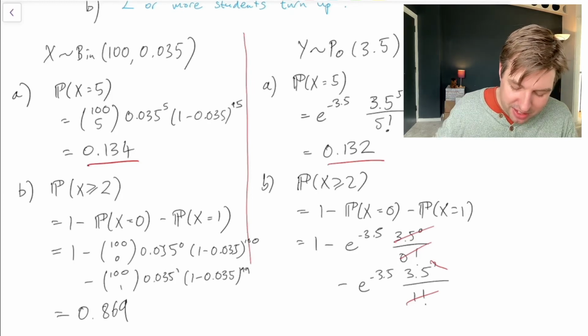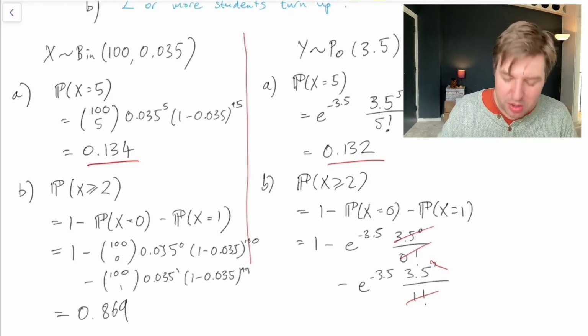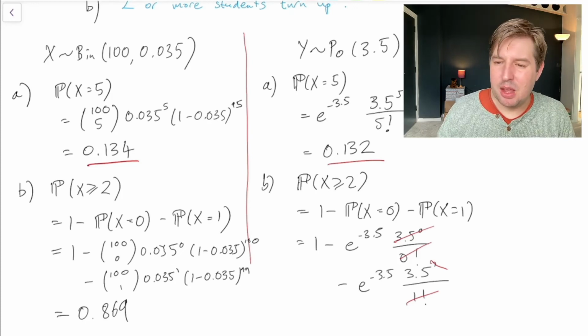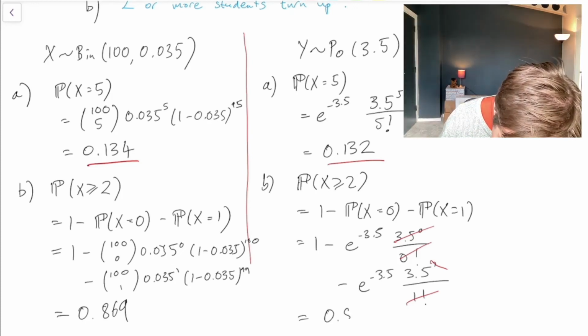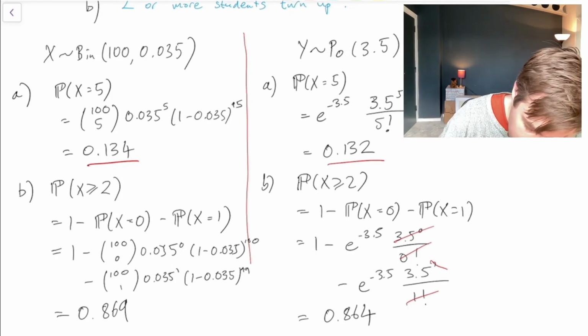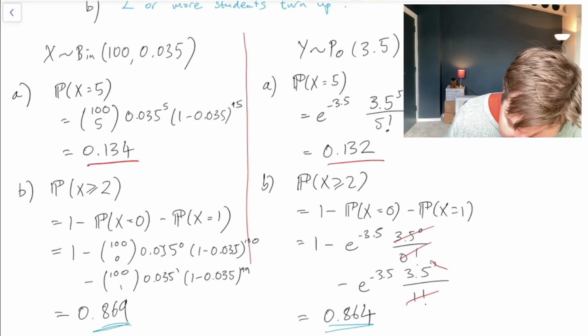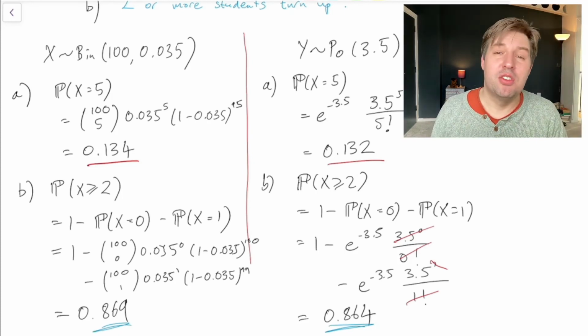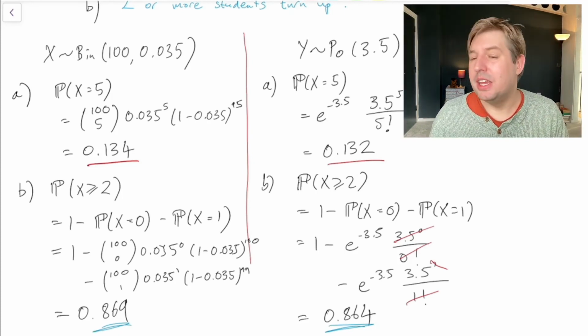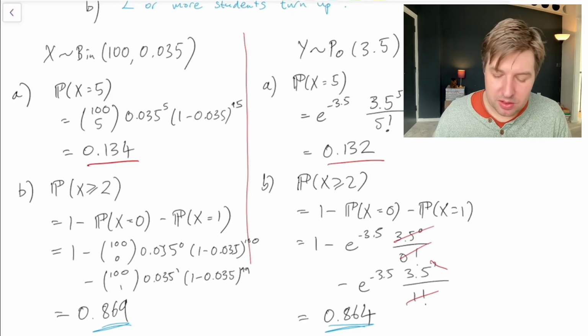A much more pleasant calculation than all these binomial coefficients and numbers that are nearly 1 to enormous powers. And if you plug that all into your calculator, you get 0.864. So again, it's very similar to the exact answer, although not exactly the same. And this was only with n equals 100. If we'd taken n equals 1,000,000, it would have been incredibly close.